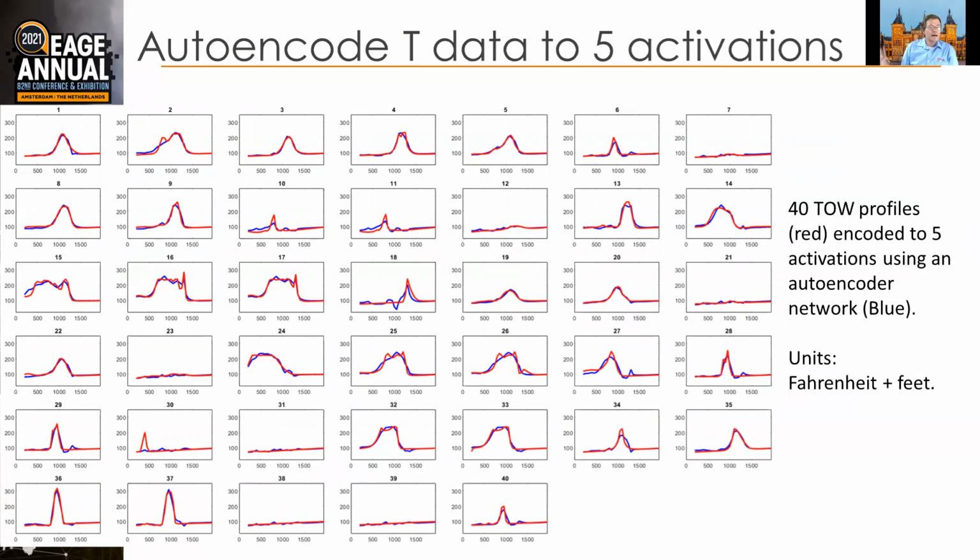First of all, here's the data from the autoencoder. The red ones are the actual temperature profiles, and the autoencoder predictions using only 5 numbers are the blue ones. So we see it's fairly accurate. There's one outlier, number 18, in the middle. It turns out there was actually a problem there with the temperature observation well.